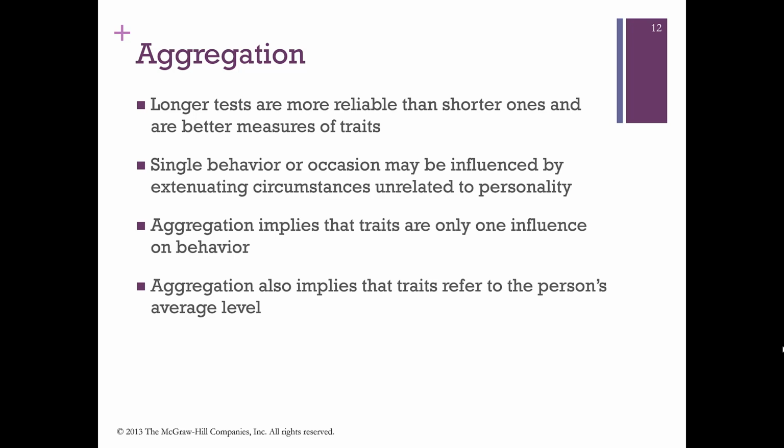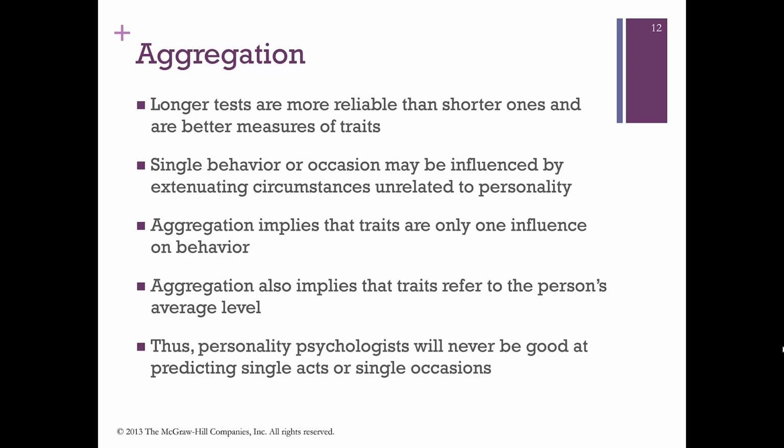Aggregation emphasizes that traits are only a part of behavior. It also implies that traits refer to the average level of a person. Because of this, personality psychologists will never be able to predict single acts or occasions of a behavior. There are just too many factors that go into what leads to that behavior, including traits and situation.